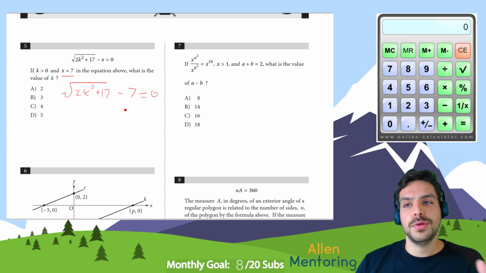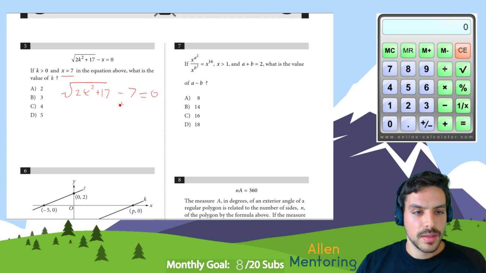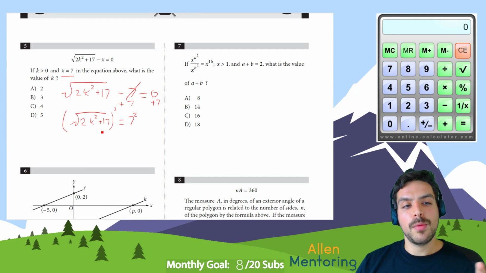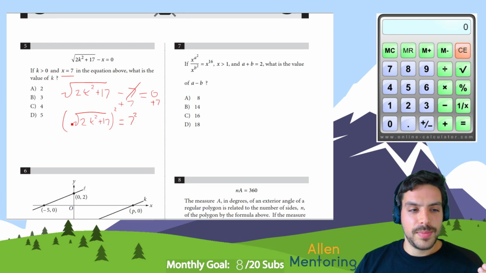And how do I do that? Well, you do the opposite to both sides, as always. Plus 7, plus 7. This cancels out, and we get the square root of 2k squared plus 17 is equal to 7. All right, now what's the next step? Again, opposite. What is the opposite of square rooting? That's squaring, right? So we want to square both sides. And what happens when you square a square root? It basically just cancels out like this. All right, so what you have left on the left side is 2k squared plus 17 is equal to 49.